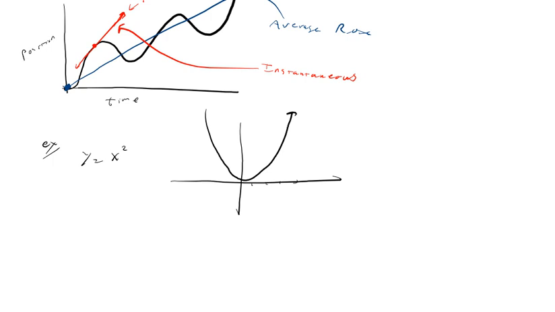But if I want the instantaneous rate of change at x equals 1, what I'm going to have to do is zoom into this. The equation is y equals x squared.